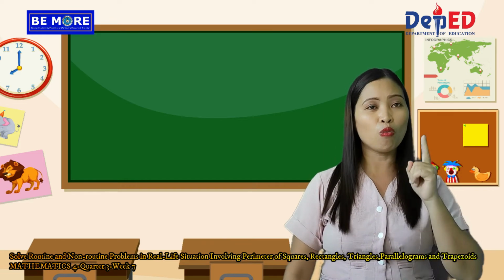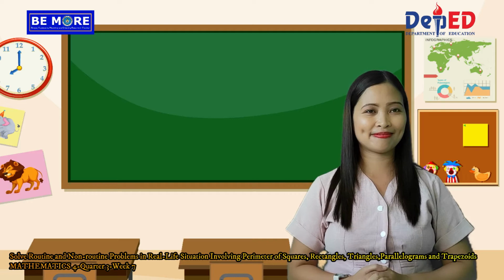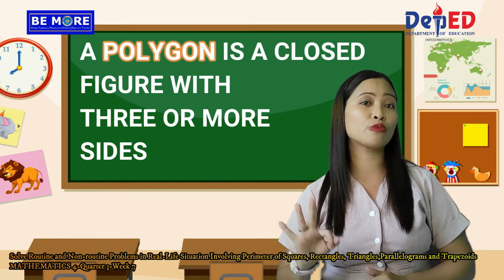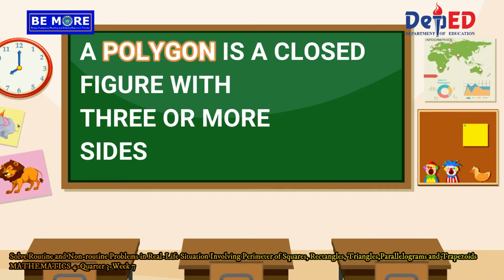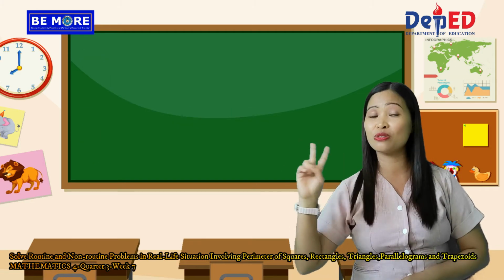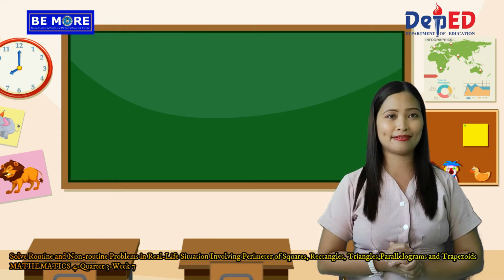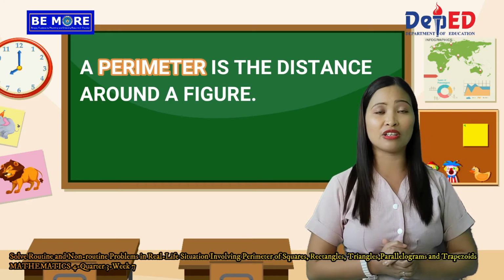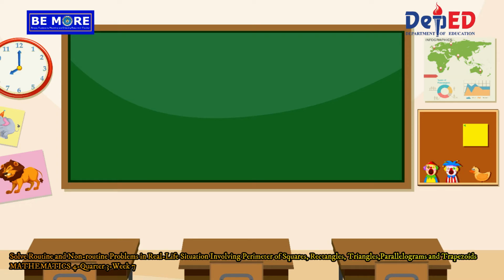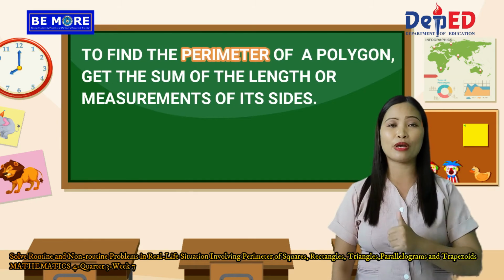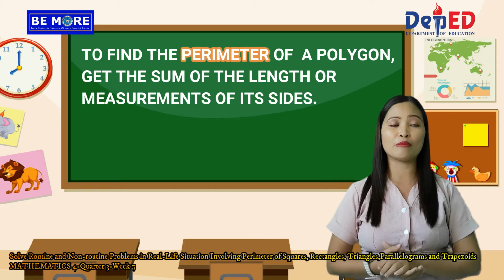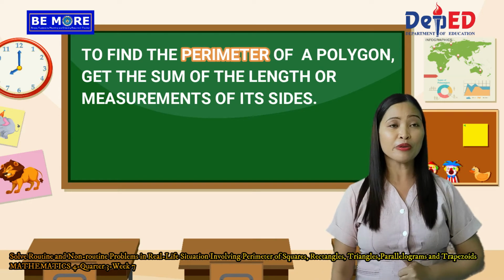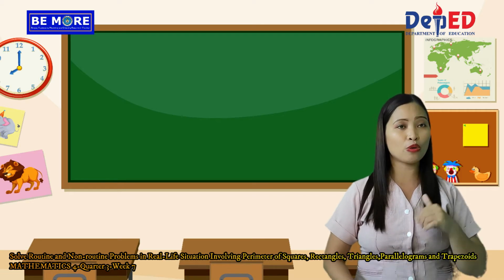Number 1. What is a polygon? Definitely, a polygon is a closed figure with 3 or more sides. Number 2. What is a perimeter? Excellent! A perimeter is the distance around a figure. To find the perimeter of a polygon, get the sum of the length or measurement of its sides. Good job! You were paying attention.